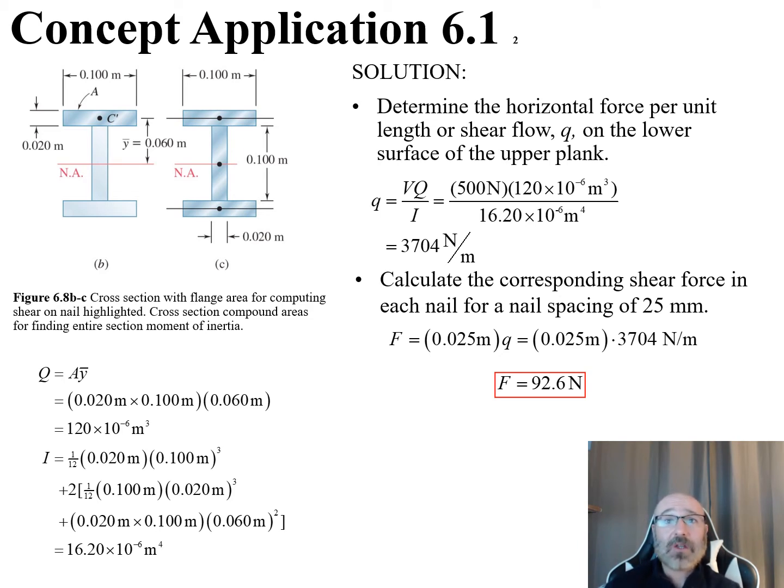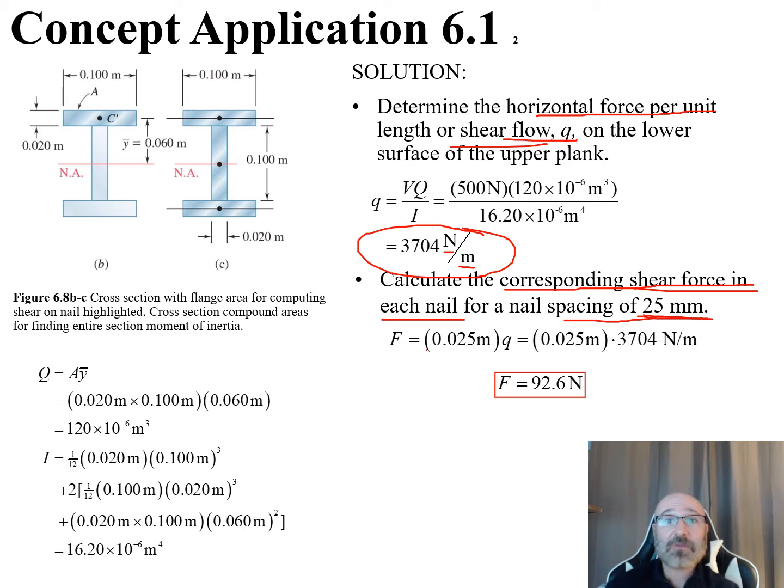They wanted us to calculate the corresponding shear force in each nail for this 25 millimeter spacing. All we've found so far is this Q, our shear flow, or horizontal force per unit length. Now, to calculate the corresponding shear force in each nail for the nail spacing of 25 millimeters, we can use this relationship shown down here, where we have our Q, which is force per meter, and then this distance, which we convert to meters.